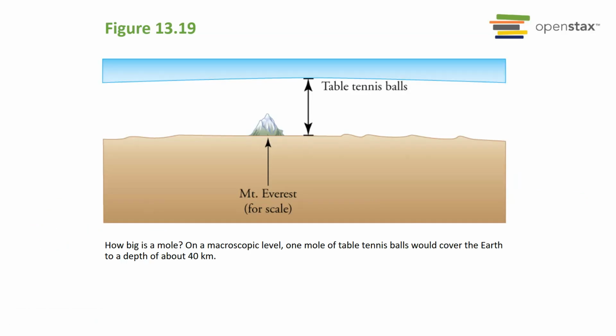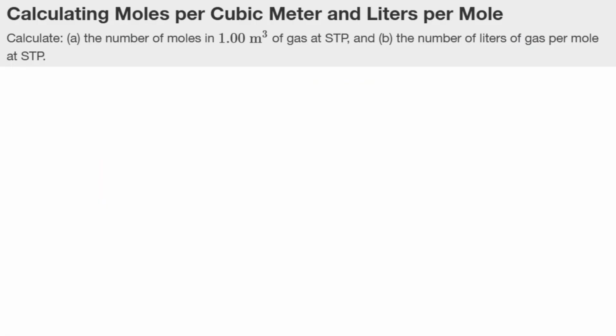How big is a mole? Well, on a macroscopic level, 1 mole of tennis balls would cover the Earth to a depth of about 40 kilometers. So that's a lot. Remember, it's 6 followed by 23 zeros. Okay. So that's an interesting tidbit. You don't need to write anything down there. Let's do one more calculation, and then I'm going to give you guys your homework.